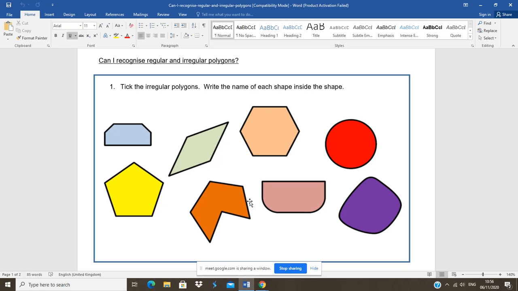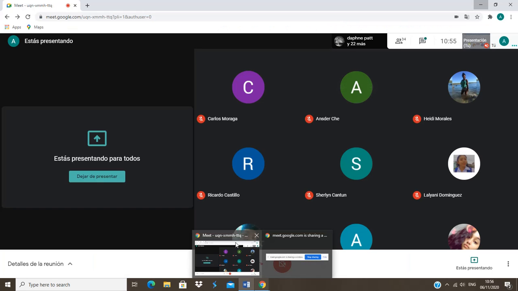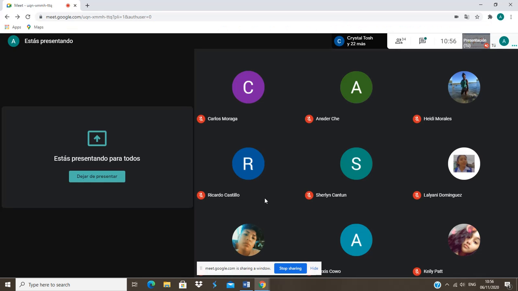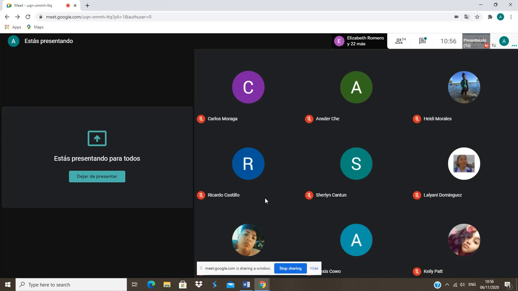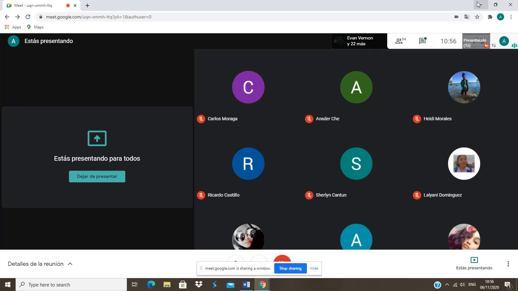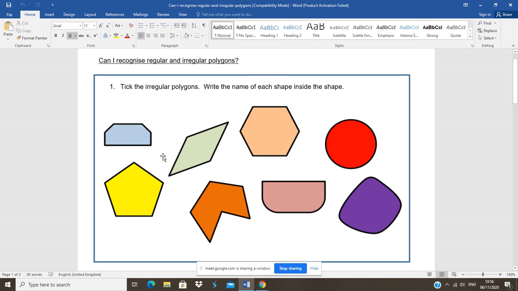Now the last one here, the yellow one. How do you call that figure? This is actually your drawing for this cycle. Pentagon. It's a pentagon, okay? Not a hexagon. You need to count the number of sides. And it's a pentagon, so is that regular or irregular?